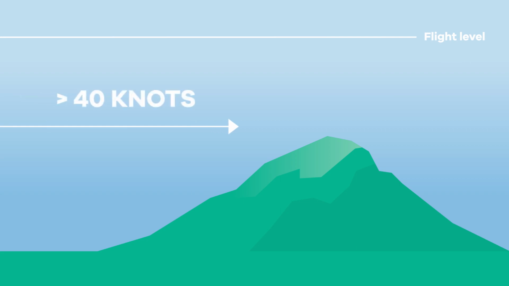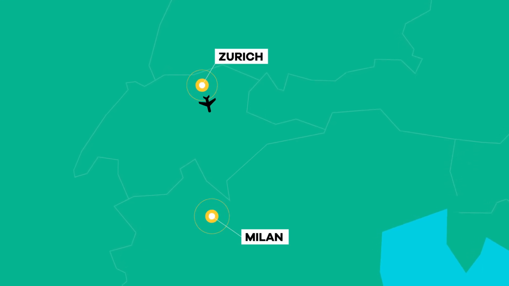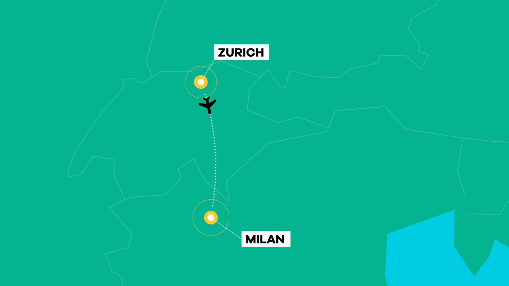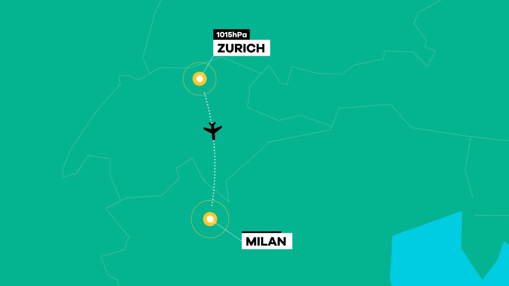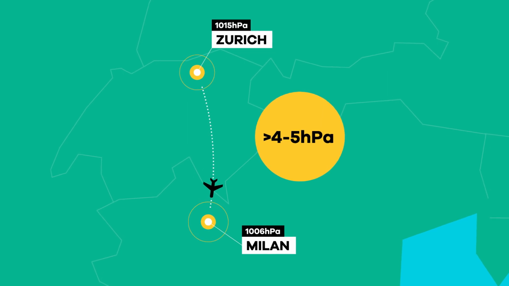Mountain wave activity is likely if, according to wind charts at associated flight level, there are winds flowing perpendicular to the ridgeline at more than 40 knots. And in the Swiss Alps, a general rule of thumb is that mountain wave activity is likely if the QNH difference between Zurich Airport and the Milan airports is greater than 4 or 5 hectopascals.